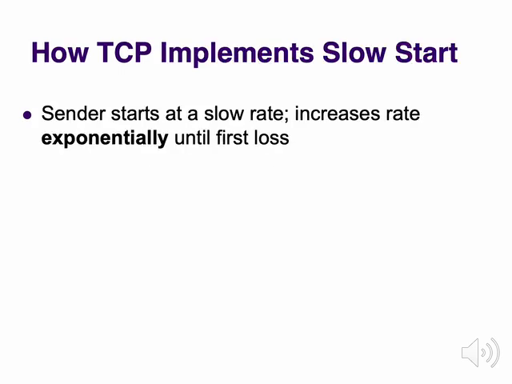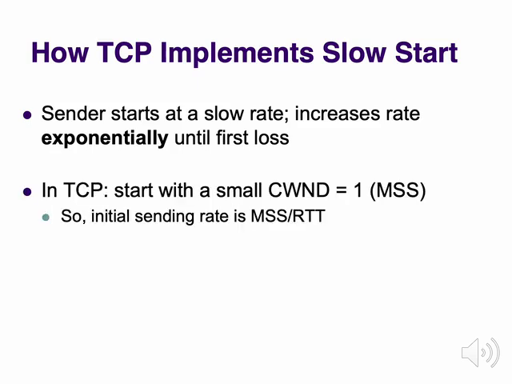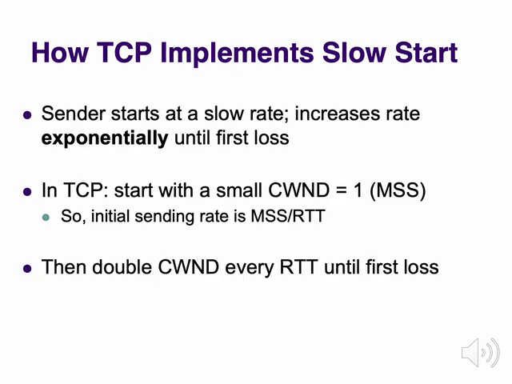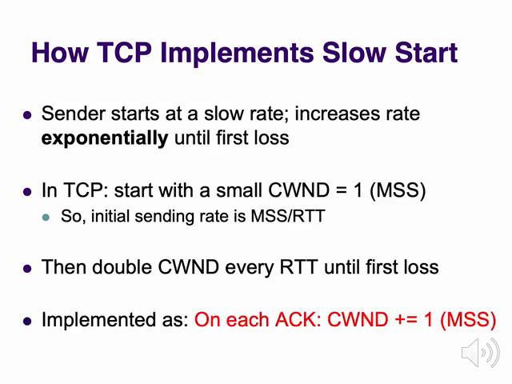The second design component was the question of how you discover your initial rate. And we said we were going to do this with slow start. The basic idea was you start at a slow rate and then you increase your rate exponentially until you experience loss. In TCP, slow start starts with a very small cwnd of 1 MSS worth of data. So the starting rate for a TCP sender is MSS over round trip time. So it's really sending one packet every round trip time. This is a very low rate. And then TCP is going to double its congestion window, the cwnd parameter, every round trip time until the first loss. How is TCP actually going to implement this?